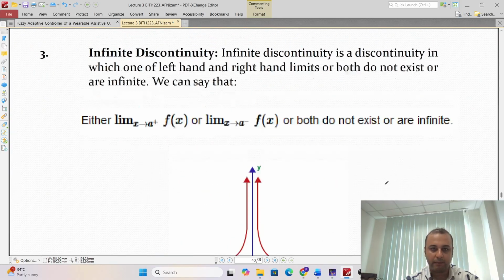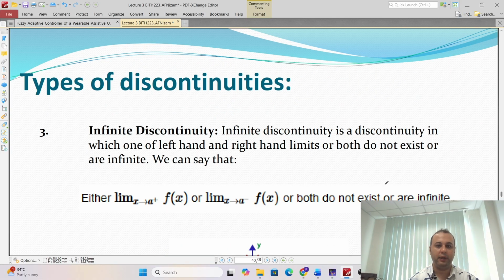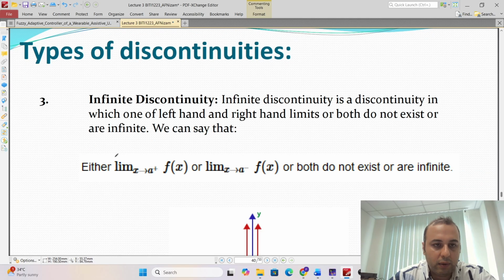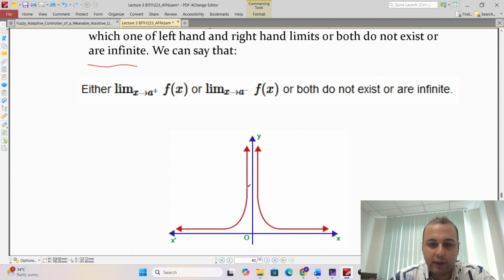Number 3, infinite discontinuity. An infinite discontinuity is a discontinuity in which the left-hand and right-hand limits, or both, do not exist or are infinite, like this. Around this x the function is not continuous. Why? Because y is going to infinity, right?